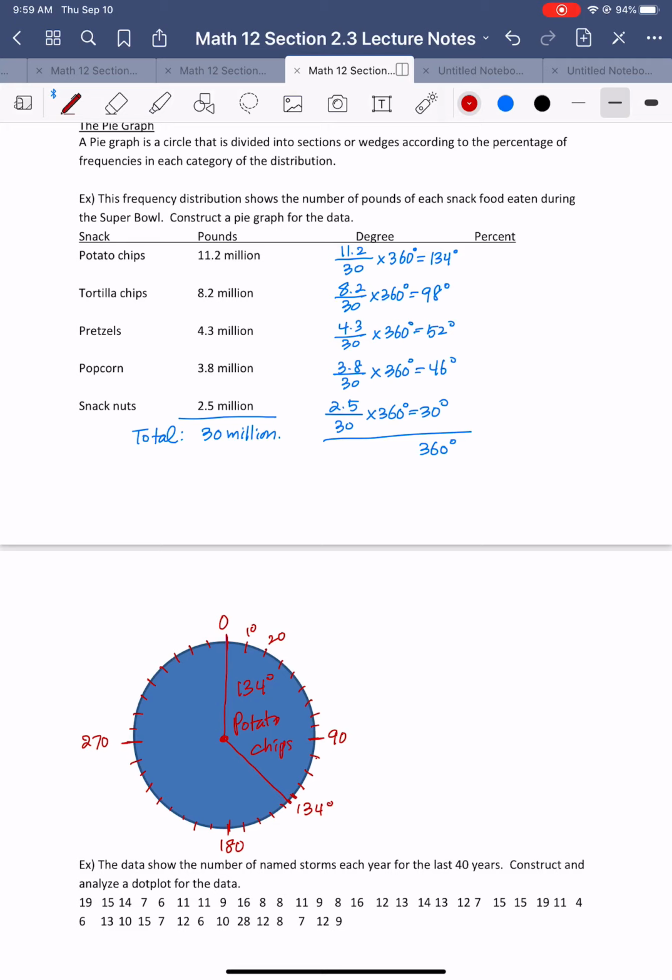And then in order to find the tortilla chip section, now I'm going to add. I'm adding the 134 that we have plus 98, which gives us 232. So I'm going to find 232, which is 180, 190, 200, 10, 20, 32, about here. So this is 232 degrees, which is the 98 degrees of the tortilla chip.